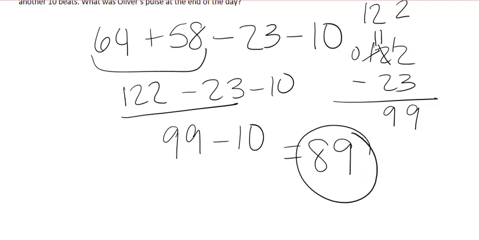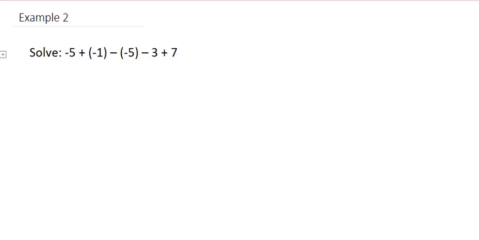So let's move on to another example, but just with numbers. Example 2: we have negative 5 plus negative 1 minus negative 5 minus 3 plus 7. In this, we can see there are several sets of double signs, so we must address this before we can solve the problem. Between the numbers 5 and 1, there's a positive and a negative sign. When there are two different signs, you turn it into a negative. Between the 1 and the 5, there are two negative symbols. Those two negative symbols become positive. So let's rewrite this whole problem.